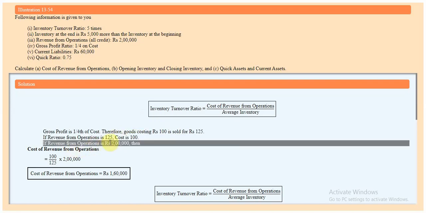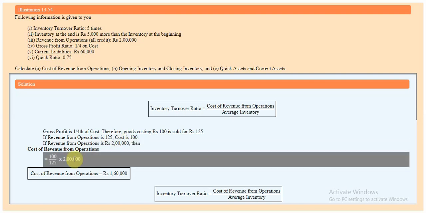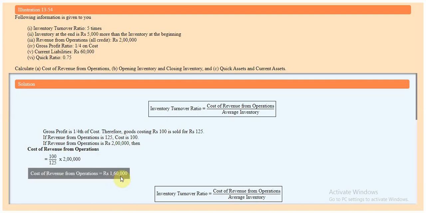So if revenue from operations is rupees 2 lakh, then what will be the cost? That is what we are trying to find out here. This is direct proportion. So if 125 is the revenue from operations, then the cost is 100 rupees. So for 2 lakh, what will be the cost of revenue from operations? We have found out that it comes to rupees 1,60,000. So the first subdivision is over.